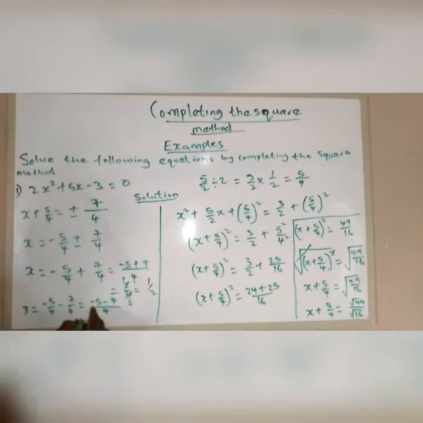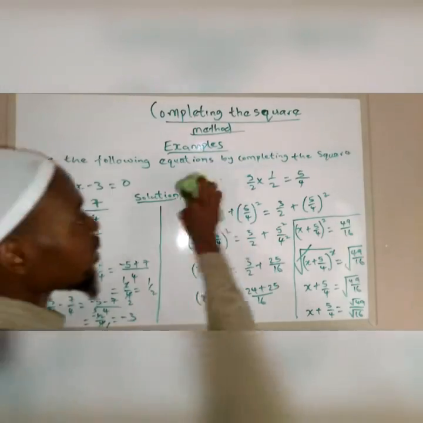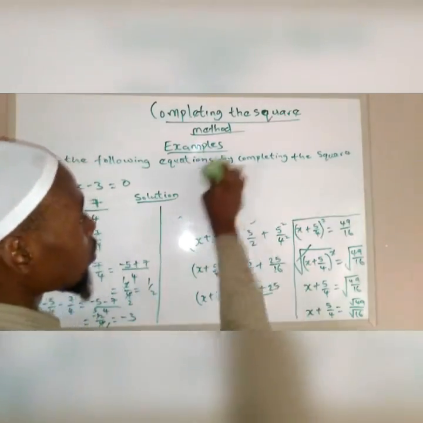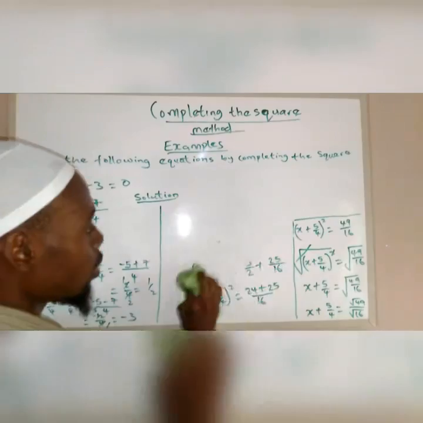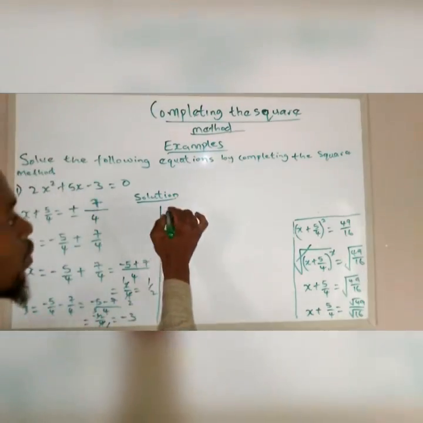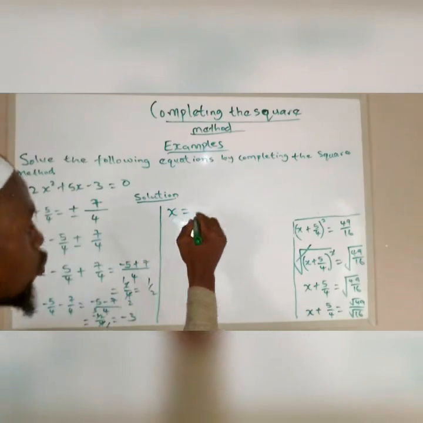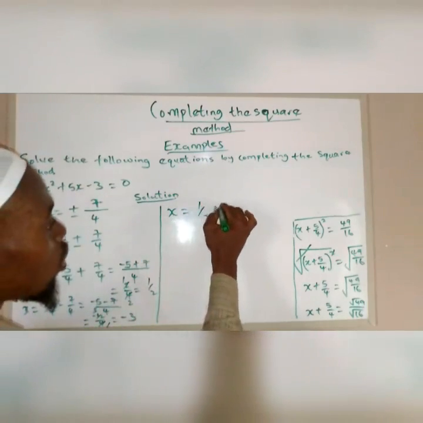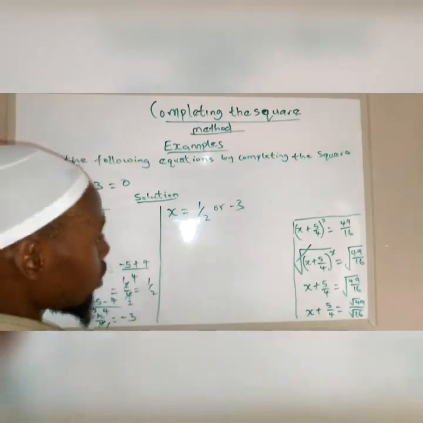And we have minus 5 minus 7, that will be minus 12 over 4. Minus 12 over 4, so 4 here, 1, 4 here, 3. And our answer will be minus 3. So that means the value of our x is either x equal to 1 over 2 or minus 3.